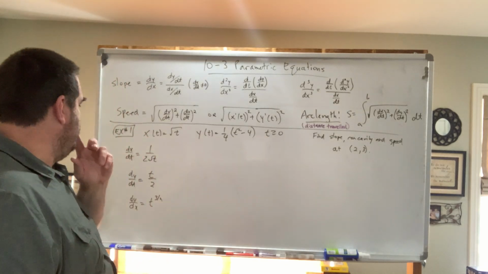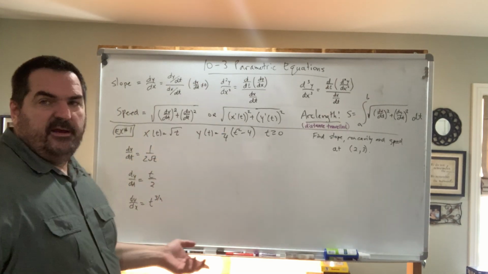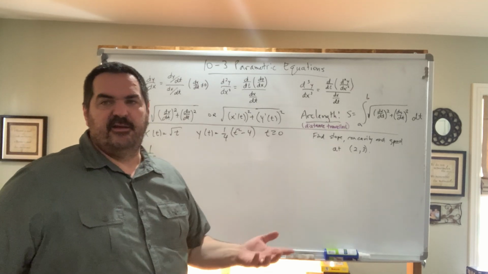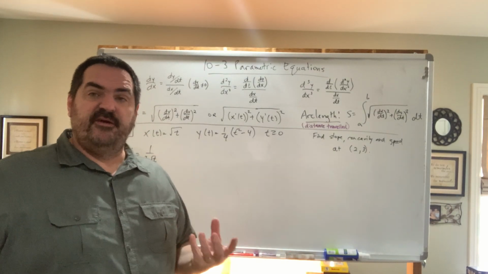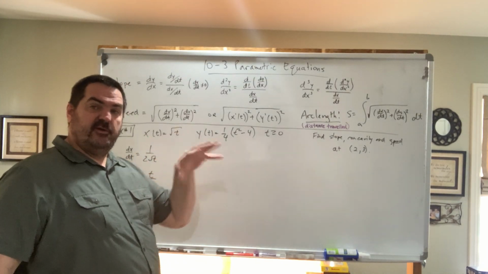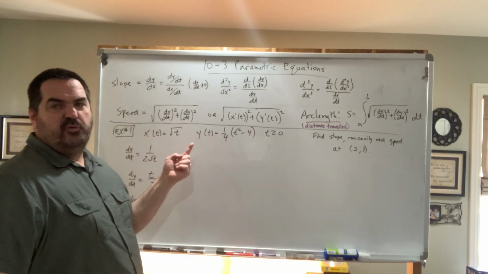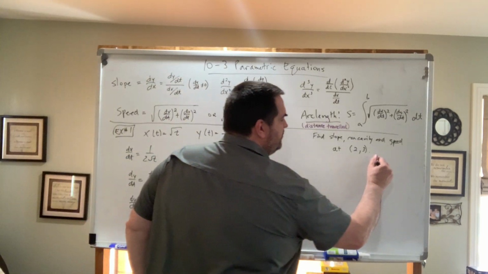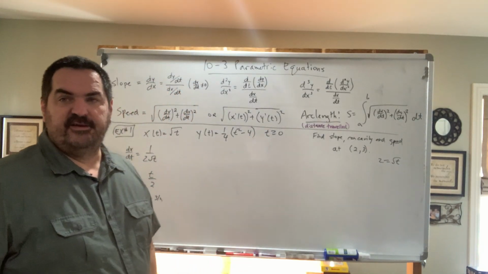Well, they asked me to find the slope at the point 2, 3. I know that's an x and a y. If I have an x and a y, and I need a t, how do I find it? Here's an equation that has an x and a t. So if I know x, I can find t. If I plug in 2 here, I get 2 equals radical t. Solve for t, square both sides, t is 4.